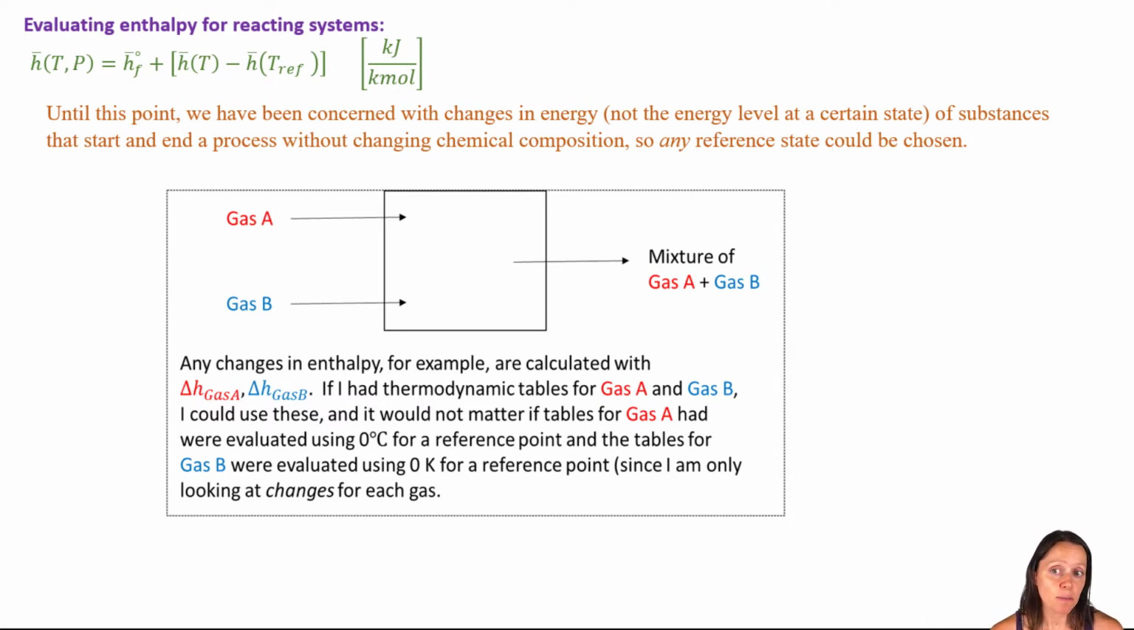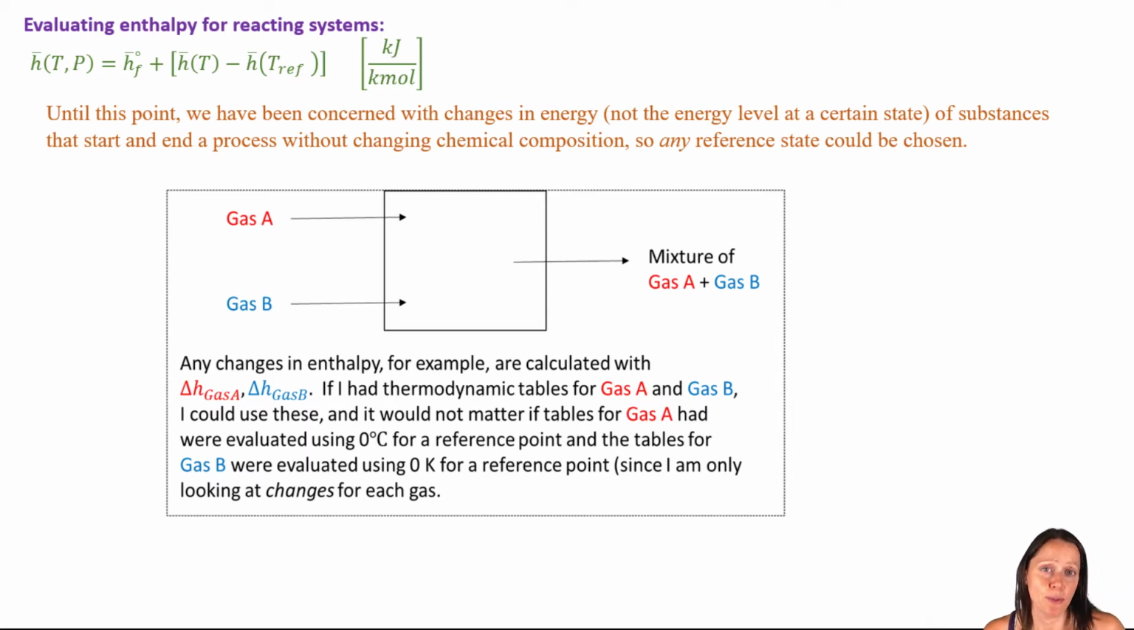Now that's not going to be the case if I have gas A and gas B. There's some sort of chemical reaction, and now I'm ending up with gas C, D, and E. I can't look at the change in enthalpy for gas A because, well, I got gas A in my reactants, but not in my products. Same thing with gas B. Same thing with C and D and E. I don't have any C, D, and E in my reactants.